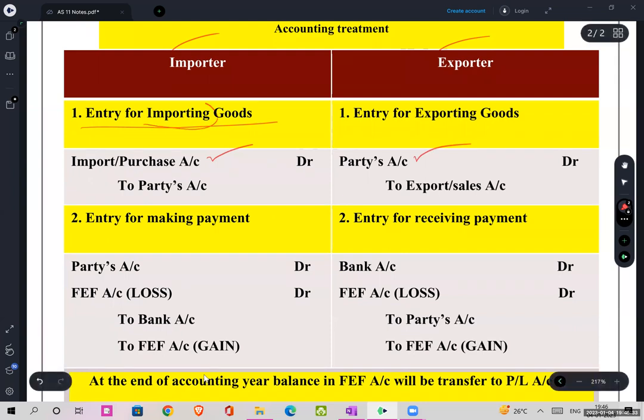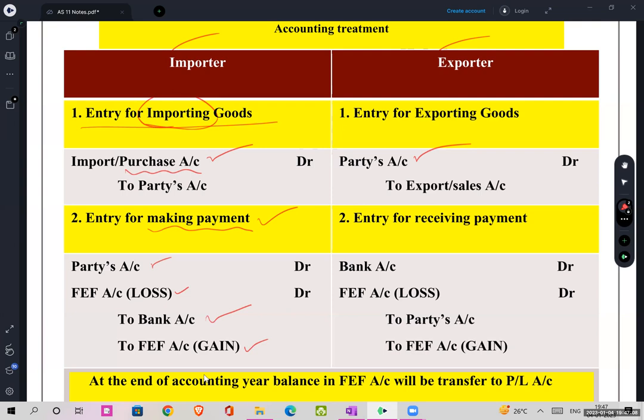Then when I am importing goods, meaning I am buying goods, it means I will be making payment. So my journal entry will be party's account debit to cash bank, because cash is going out. And if there is any loss, I will record the loss in the FEF account, and if there is any profit, I will record the profit in the FEF account. I just told you a few minutes back that the FEF account is opened only to record losses or gains at the time of exchange of the currency.